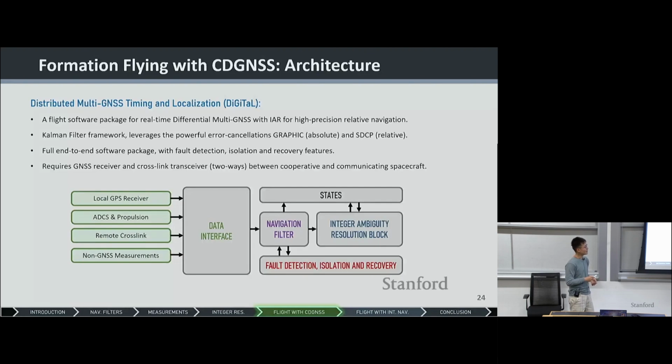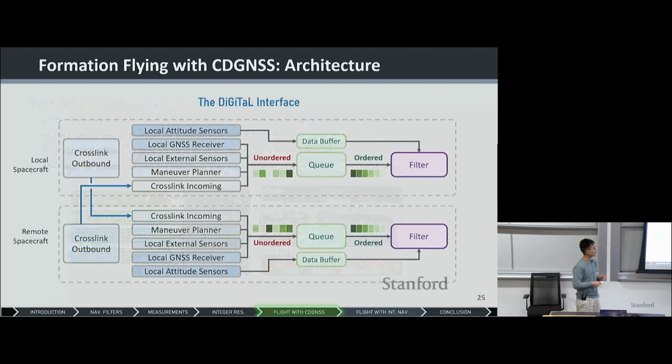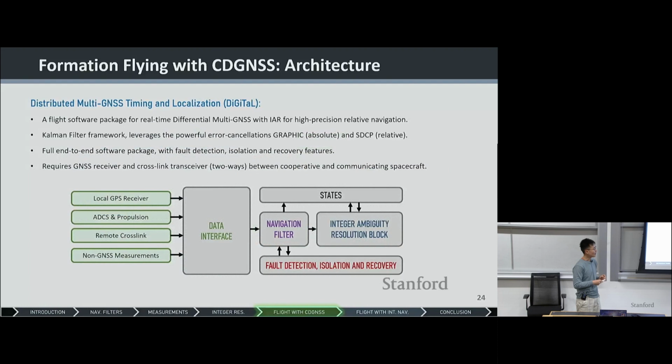So you have a data interface that does the exchange of the measurements that are necessary, as well as auxiliary information such as maneuvers, attitude, and non-GNSS measurements as well, if you're doing some kind of sensor fusion, or if you are doing some kind of alignment verification, which we're going to talk about in VISERS. And this is all basically just a Kalman filter. At the heart of it is a Kalman filter that estimates a set of states. For brevity, I'm not going to share what the states are until the next slide. But I'm going to talk a little bit about the data interface.